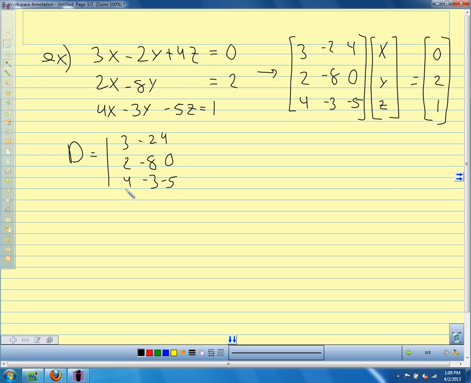So with a 3 by 3, anything bigger than a 2 by 2, we're going to plug this into our calculator. So our calculator will find the determinant of our 3 by 3 matrix. If I put this 3 by 3 matrix into my calculator and use the determinant button, it would tell me that this determinant equals 204.